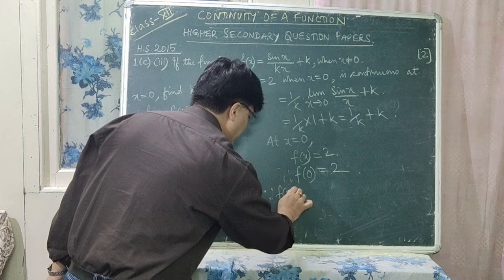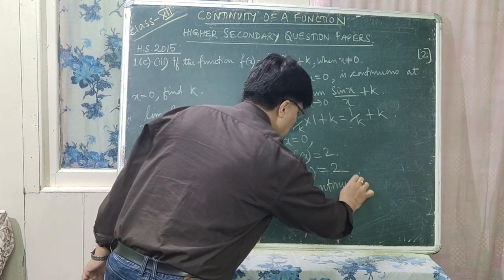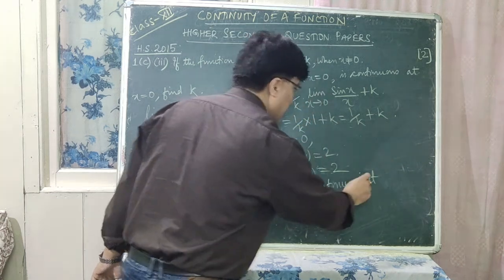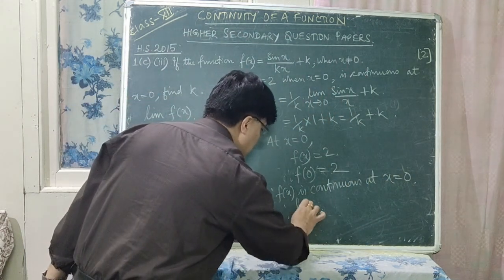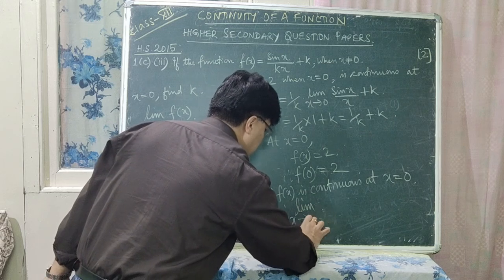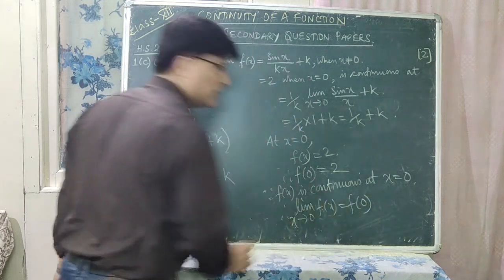Since f of x is continuous at x is equal to 0, so what can you write? Limit x tends to 0, f of x is equal to f of 0, isn't it?